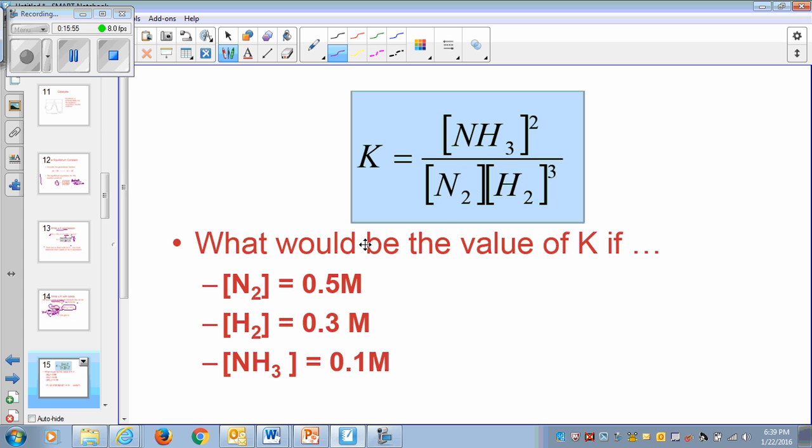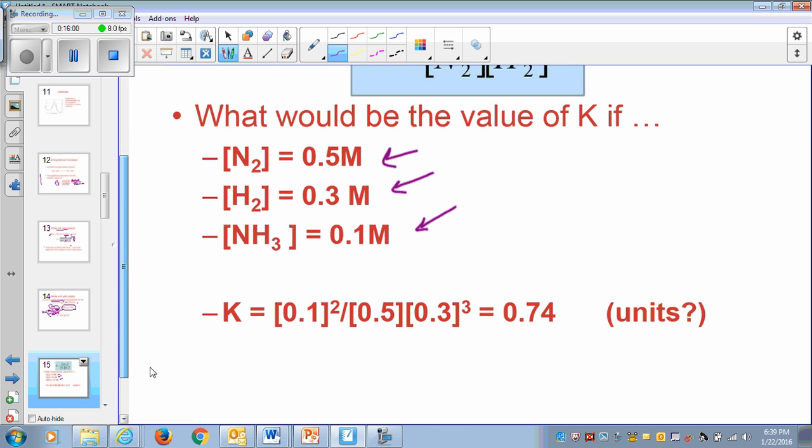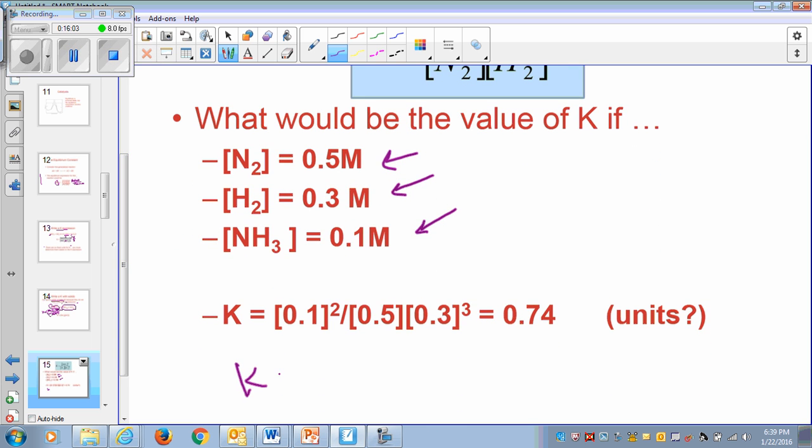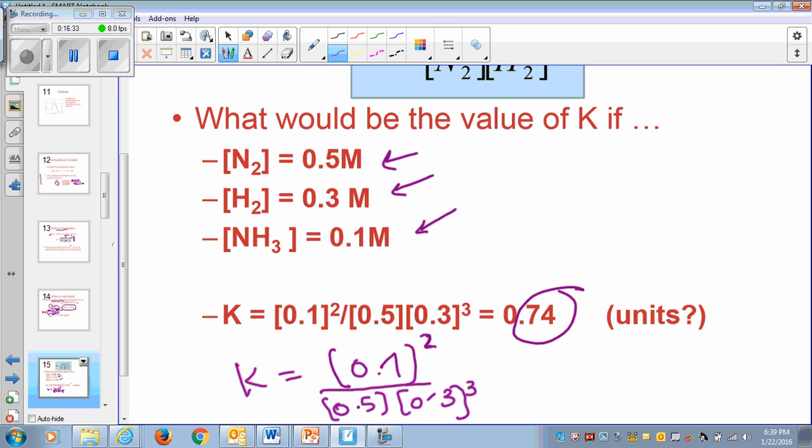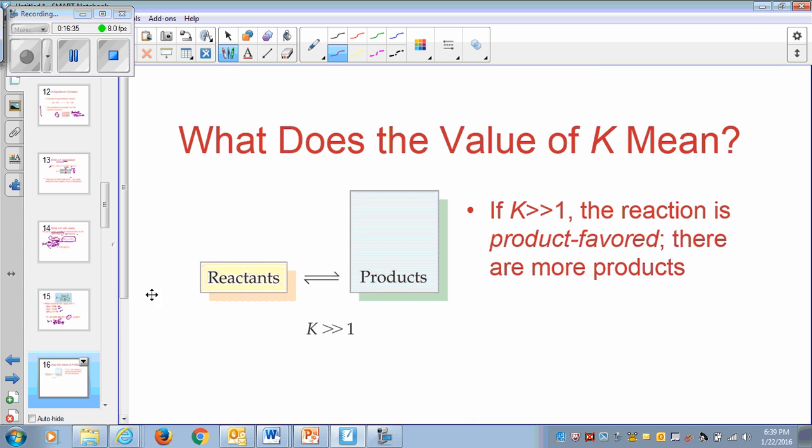So here is the ammonia process again. If I'm given the values of nitrogen, hydrogen, and ammonia, I can definitely calculate the equilibrium constant. The equilibrium constant is going to be the concentration of ammonia, which is 0.1, and it's squared because I have 2 moles of ammonia, over 0.5 moles of nitrogen, and then 0.3 moles of hydrogen, and I have 3 of those. So when you calculate these numbers, you get this. This is how you calculate the equilibrium constant.